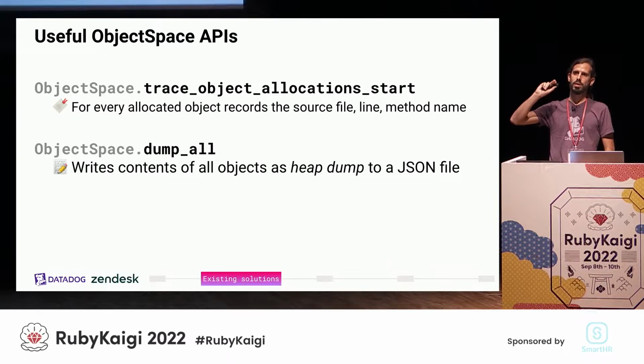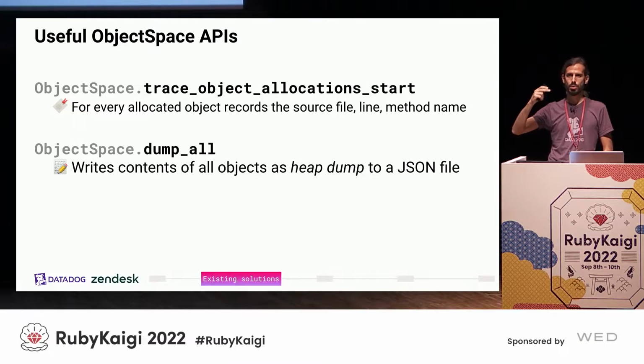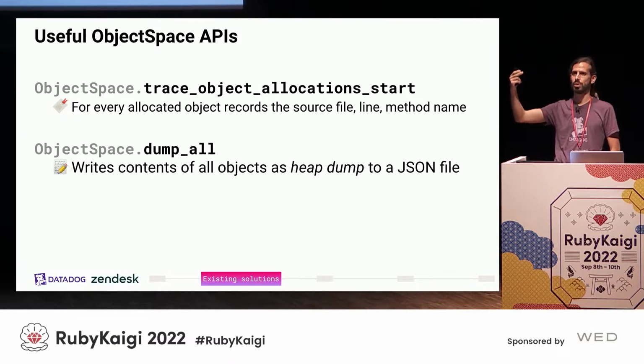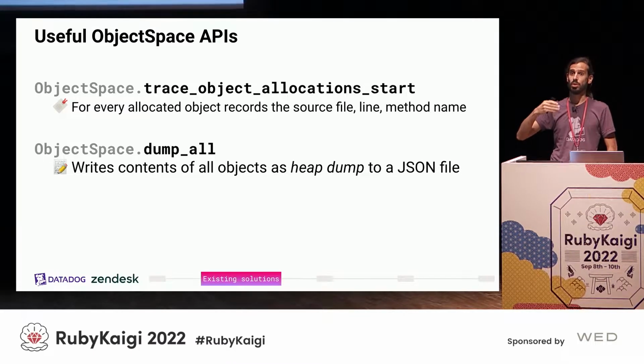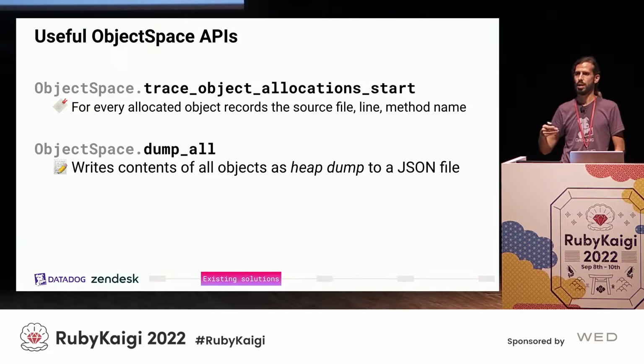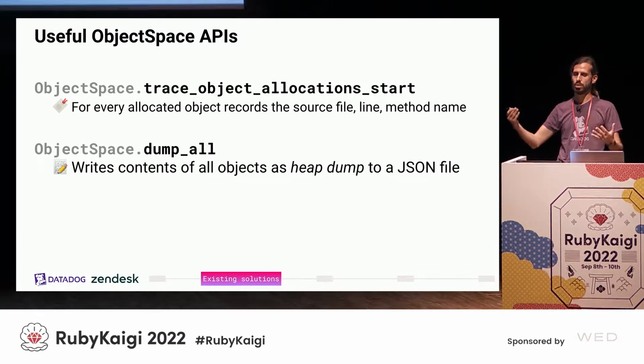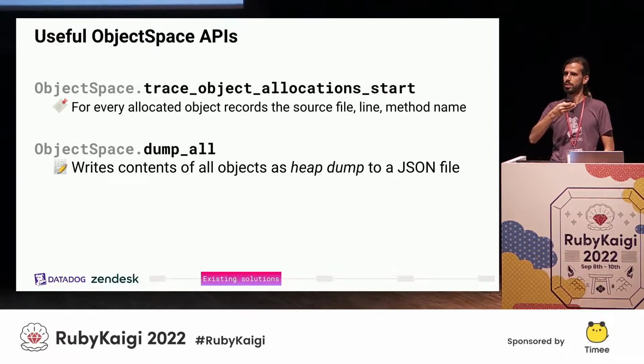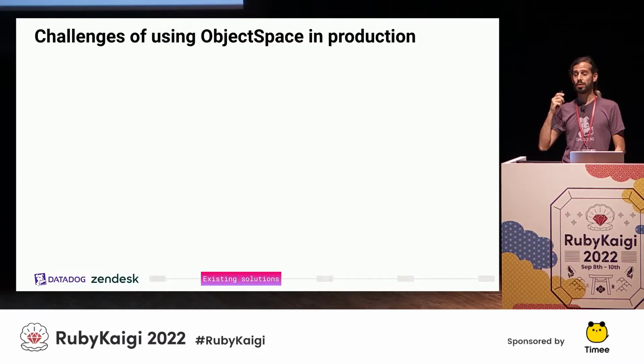These two APIs work together. If you enable trace object allocations and then you take a dump all, you will get, in your heap dump, the extra information that was gathered by the first API. So they work together and get you a bunch of very useful information that those gems use. But there are a few challenges of using these APIs in production.